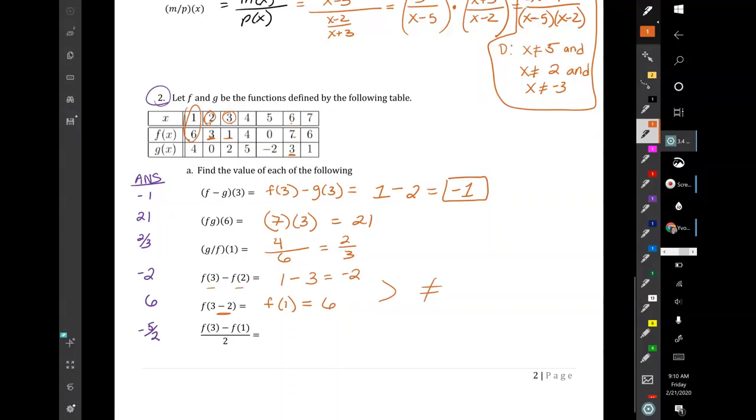Then lastly, we have f of 3 minus f of 1, all divided by 2. We already figured out f of 3 is 1. f of 1 is 6. We can use what we figured out. Notice this is your average rate of change because the 2 represents 3 minus 1, right? The difference in the x's. Get used to doing that, so a lot of times it's computed out for you. So 1 minus 6 gives us -5 over the 2. So -5/2.